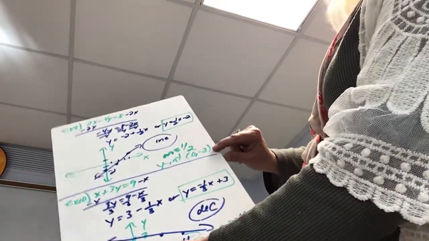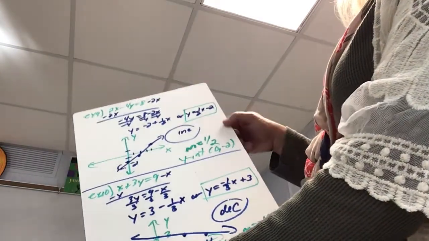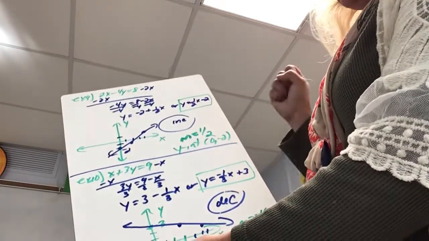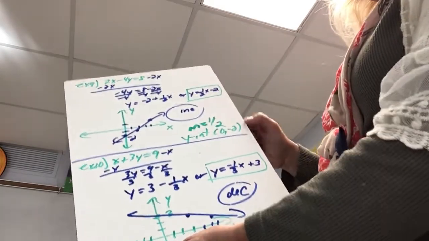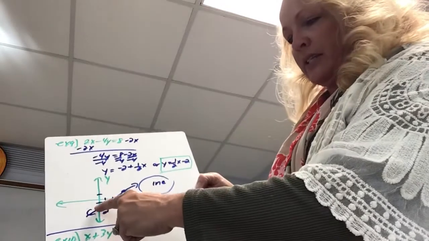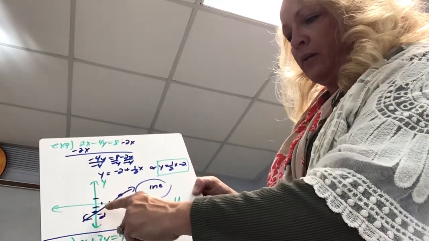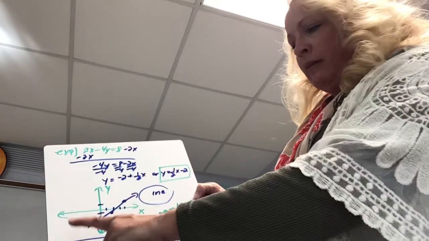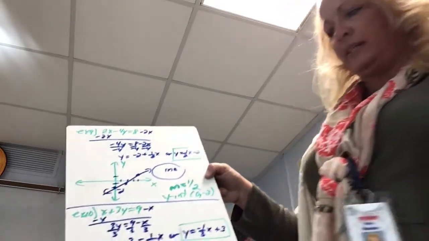So my y-intercept is 0, negative 2. My slope is 1/2. You always start with a point, and your point is your y-intercept. So my y-intercept is 0, negative 2. I went up 1, right 2, up 1, right 2. Of course, a positive slope, this is increasing.